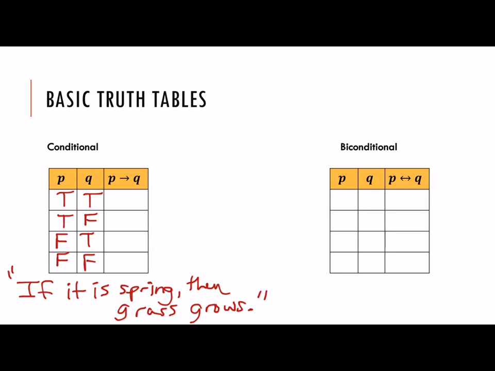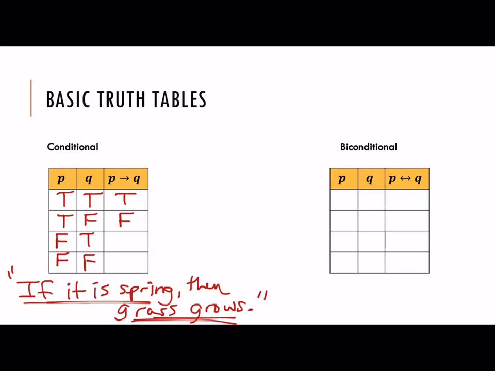Okay, so if it is spring and the grass is growing, and I say, if it's spring then the grass grows, then that would be a true statement. What if it is spring and the grass is not growing, but I say if it's spring then the grass is growing? Well, in that case, that's a lie. I've said under these conditions the second thing is going to happen, and yet it's not, so therefore what I've said is false.